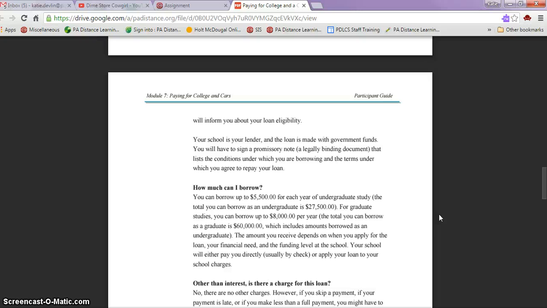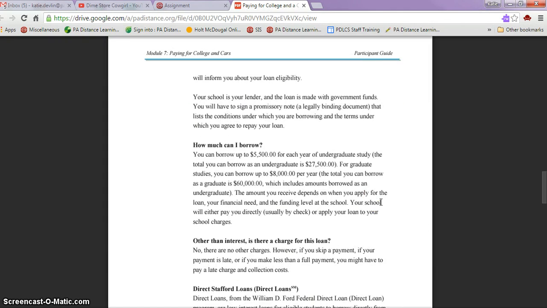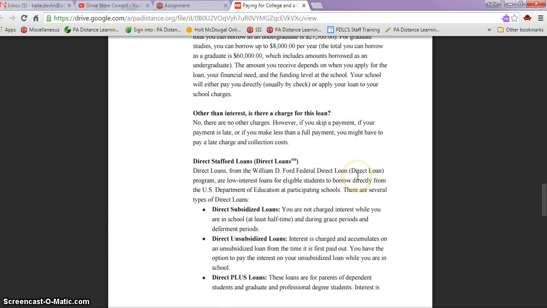The amount you receive depends on when you apply for the loan, your financial need, and the funding level at the school. Your school will either pay you directly, usually by check, or apply your loan to your school charges. Other than interest, is there a charge for this loan? No, there aren't any other charges. However, if you skip a payment, your payment is late, or you make less than a full payment, you might have to pay a late charge and collection costs.